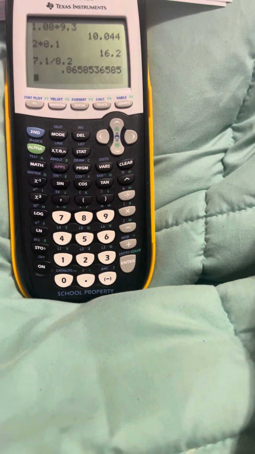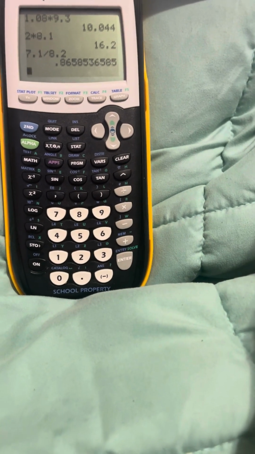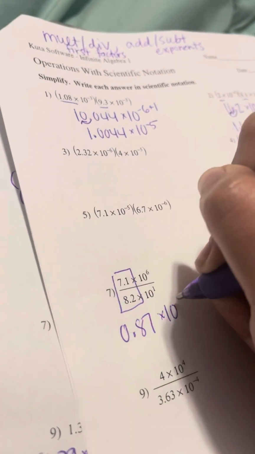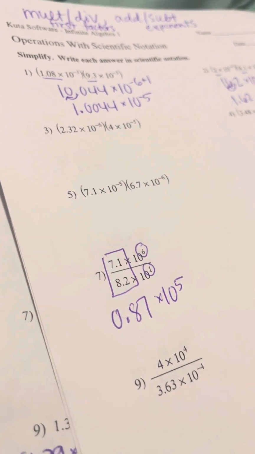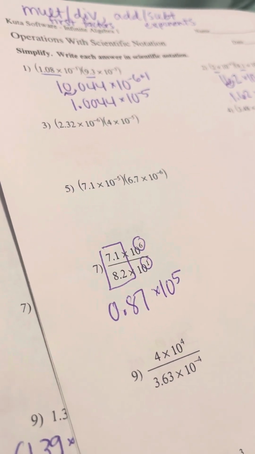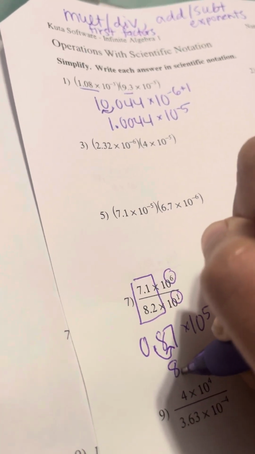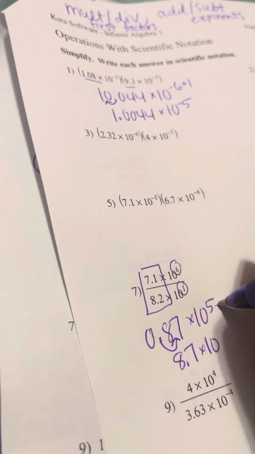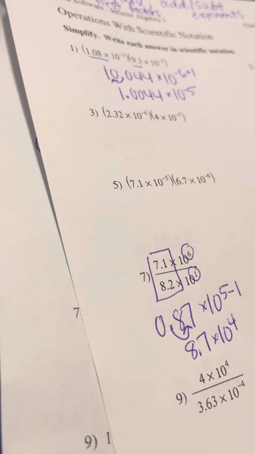Let's do 0.87. Yeah, my answer key doesn't round it, but we're going to round it because that's a big number. So 0.87 times 10, and then do 6 minus 1. That gives me 5. That's not good scientific notation. So move this over one time to make 8.7. This number got bigger, so this number needs to get smaller by 1. And we get 8.7 times 10 to the 4th.